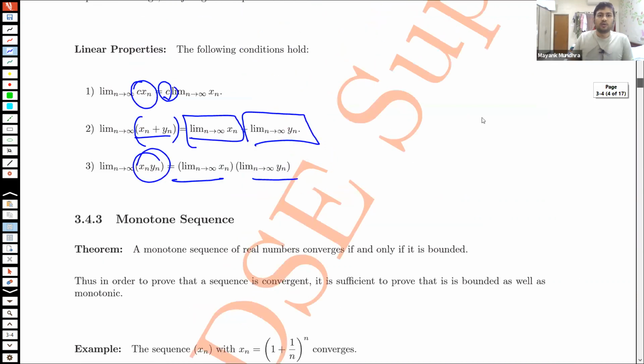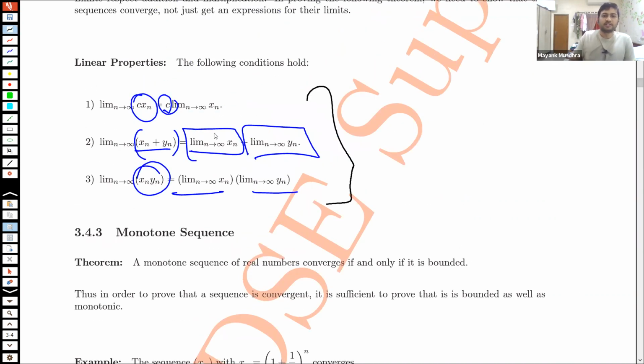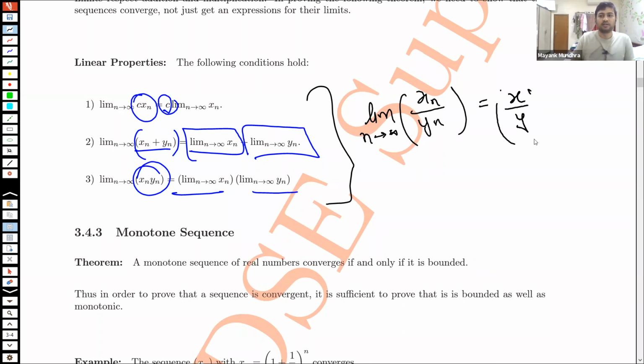Now my question is, I talked about addition, scalar multiplication, and multiplication. But I did not talk about the limit as n tends to infinity of xn upon yn being equal to x by y. This thing is not true. Why do you think this thing is not true? Not necessarily true. I should say not necessarily true.